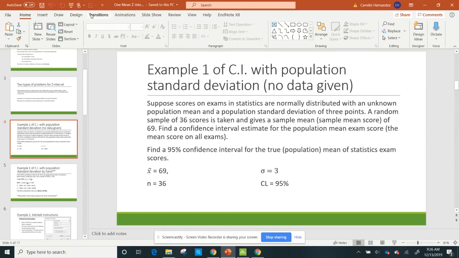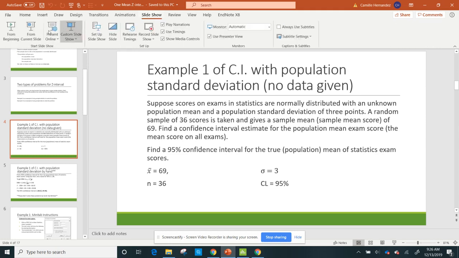So let's go ahead and we're going to do our first example for a Z-interval. And let me start the slideshow.